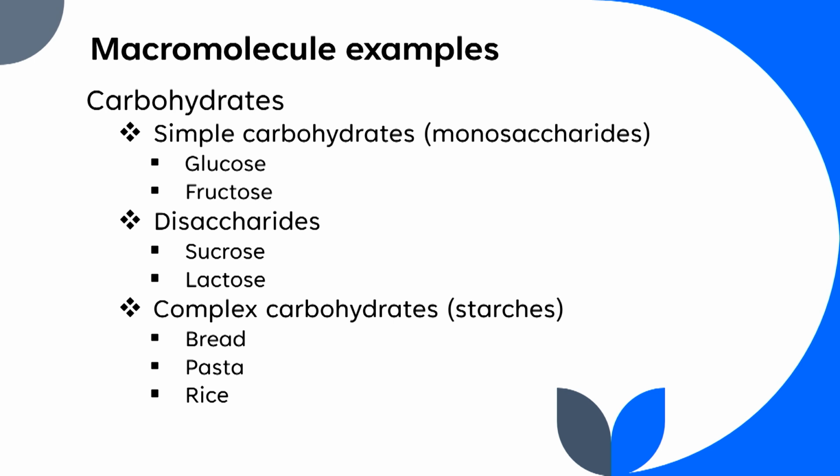Another type of monosaccharide is fructose. Fructose is the sugar in fruit that makes it taste sweet. To me, that's easy to remember because fructose kind of sounds like fruit, so it's the sugar in fruit, okay?